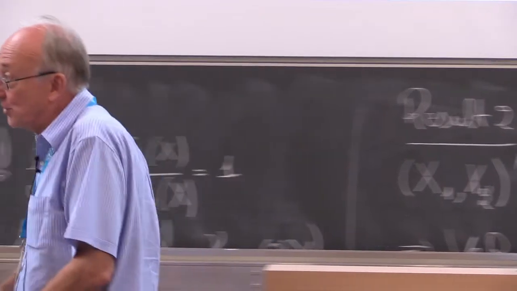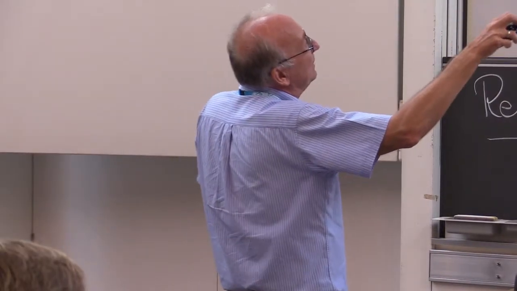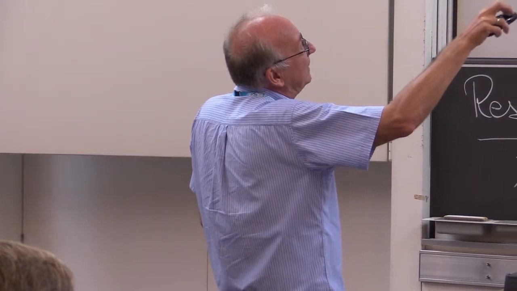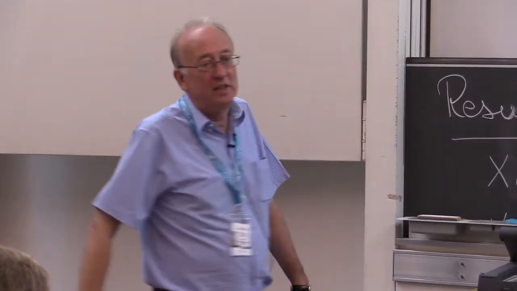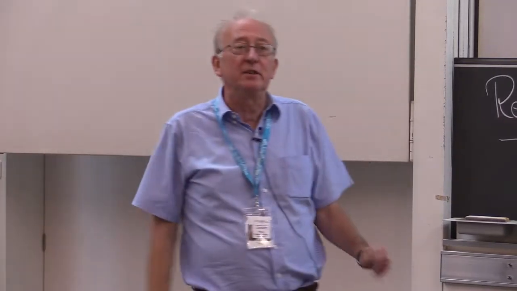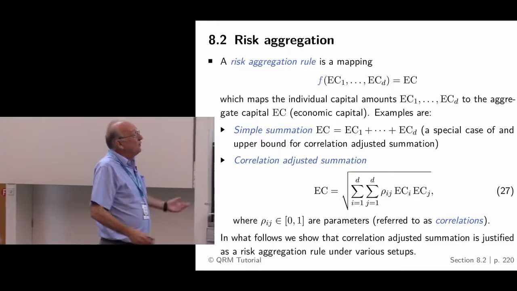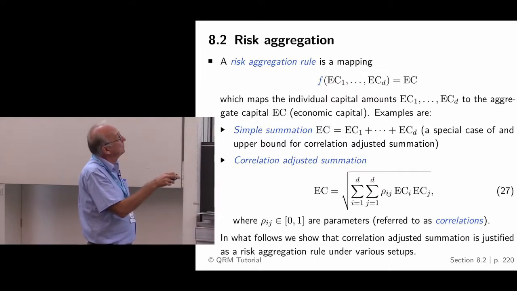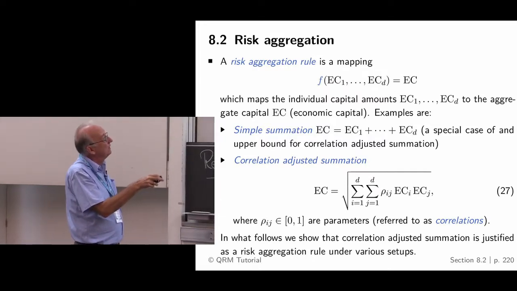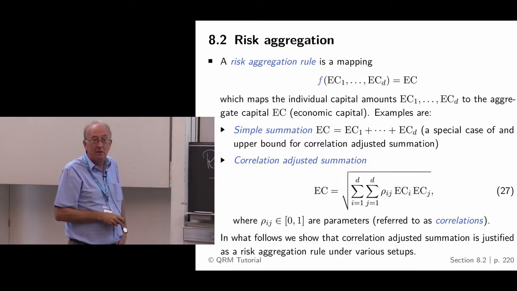Well, you need a function F, linear, non-linear, whatever, that maps the capital needs, the economic capital of the various entities, to the global capital for the firm. This is the most general definition, I think, of risk aggregation. And I can look at it at many levels, also at product levels, or individual portfolio level. Of course, you can do simple summation, or you can do correlation-adjusted summation.